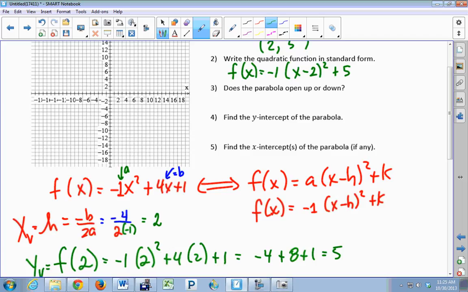So we know the parabola opens downward because a is negative. We know our y-intercept is (0, 1). So let's do some graphing. (2, 5) is my vertex. So 5 is my maximum value. 5 is the maximum value in the range of my function.